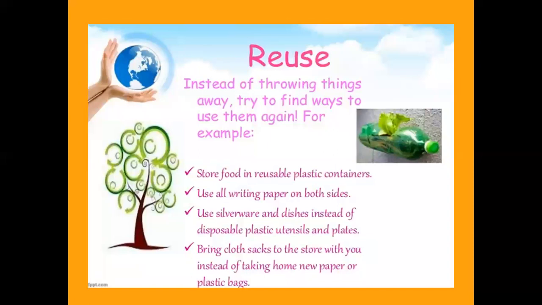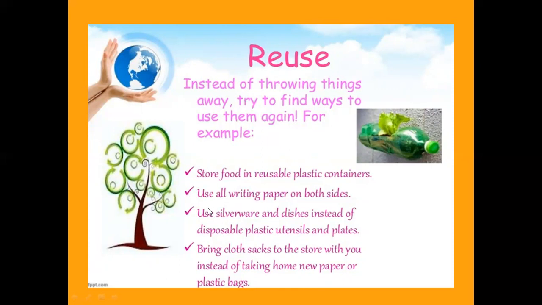Now, the second one is reuse. How can we use things again? Instead of throwing things away, try to find ways to use them again. For example, reuse means again we can use the thing. Number one, store food in reusable plastic containers. If we have plastic containers at home, we can check if these are usable, so we can use them again.